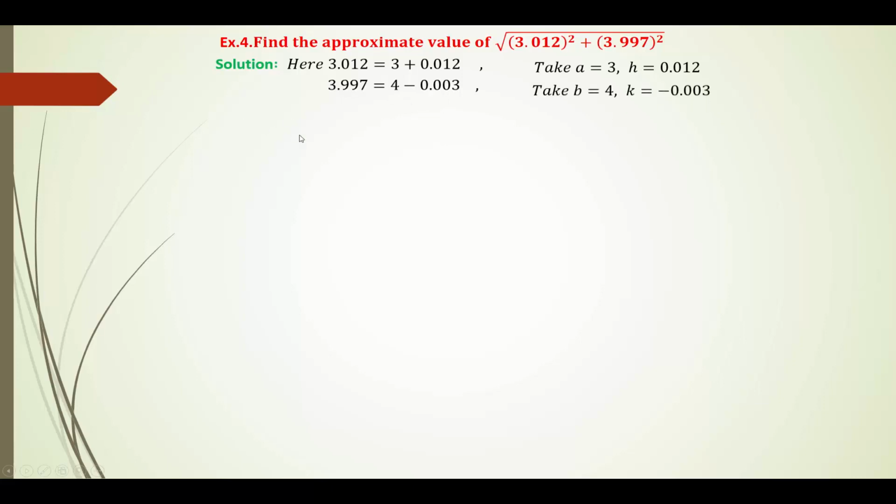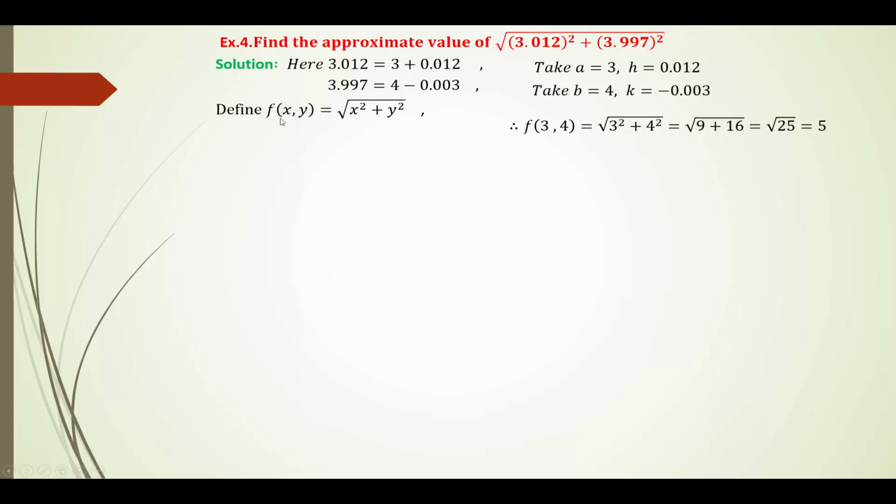Define function f of (x, y) equal to square root of x square plus y square. Then find the value of the function at point (a, b), where a is 3 and b is 4. So f of (3, 4) equals square root of 3 square plus 4 square. 3 square is 9, 4 square is 16, equal to square root of 25, which is equal to 5.